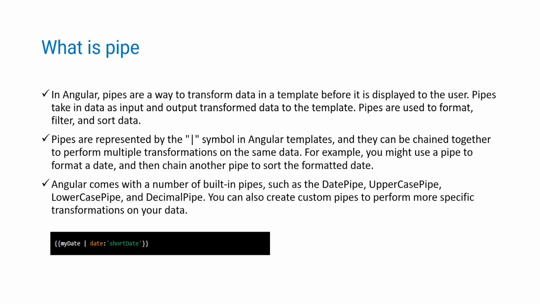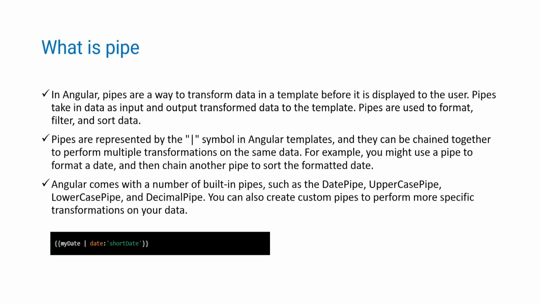Pipes are typically represented by the vertical line symbol in an Angular template, and they can be chained to perform multiple transformations. You can put multiple pipes there, and the execution will happen from left to right. The transformation done in the previous step is passed as input to the next pipe. For example, you might use a pipe to format a date and then chain another pipe to sort the formatted date. So that you can do with multiple pipes.